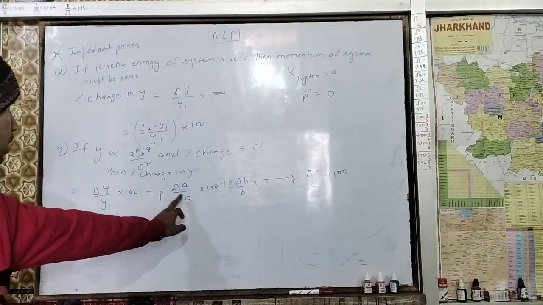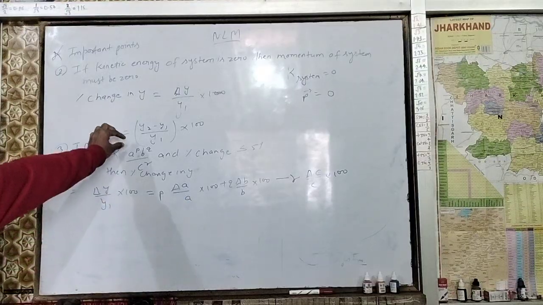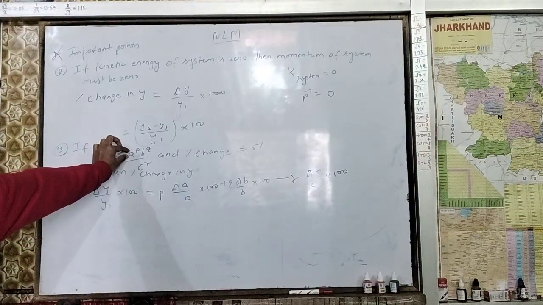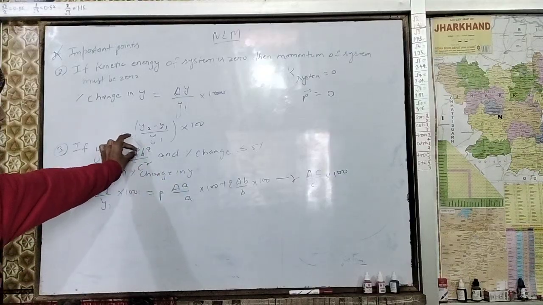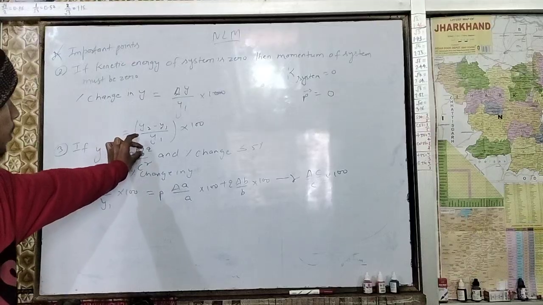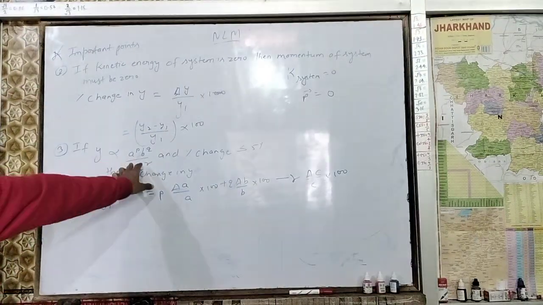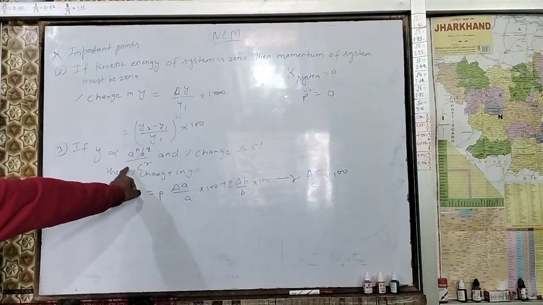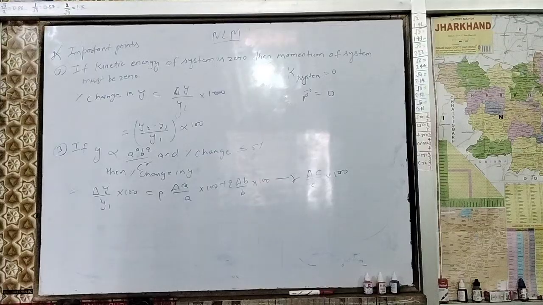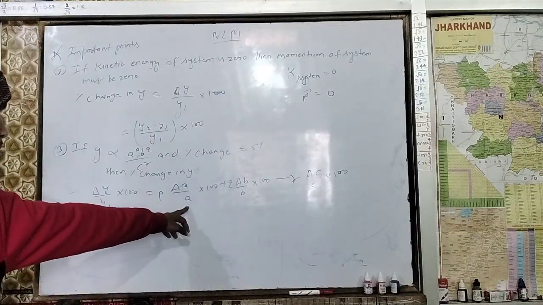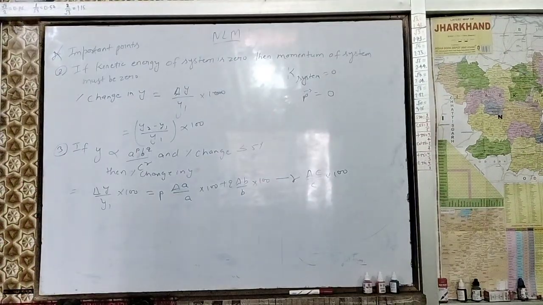We just convert this into this form: p times delta a upon a multiplied by 100, plus q times delta b upon b multiplied by 100, minus r times delta c upon c multiplied by 100. We converted it into this form so that we can calculate whatever the question is asking. Let's take a question.